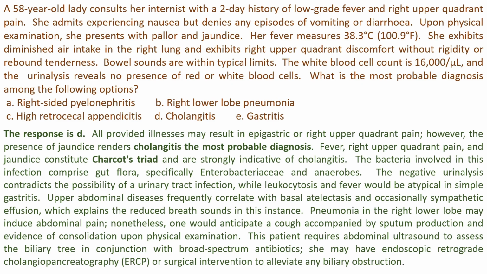The negative urinalysis contradicts the possibility of a urinary tract infection, while leukocytosis and fever would be atypical in simple gastritis. Upper abdominal diseases frequently correlate with basal atelectasis and occasionally sympathetic effusion, which explains the reduced breath sounds in this instance. Pneumonia in the right lower lobe may induce abdominal pain. Nonetheless, one would anticipate a cough accompanied by sputum production and evidence of consolidation upon physical examination.